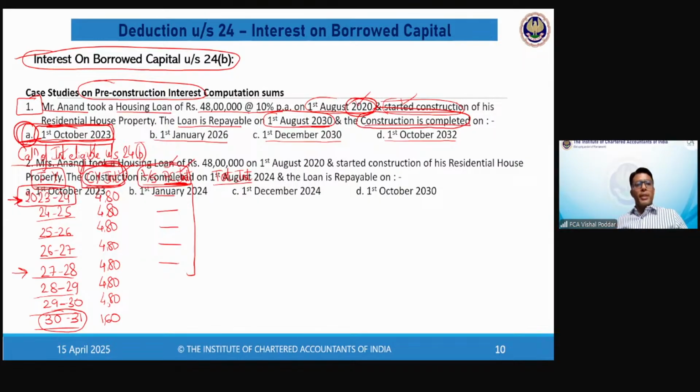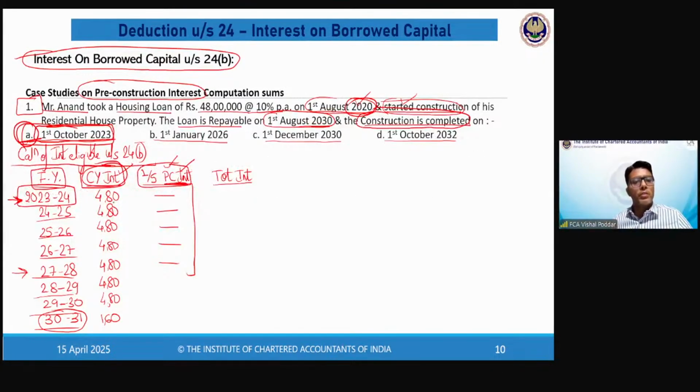So students, firstly, understand this working. So my current year interest, that is the interest applicable to every year, is 480. But in the last year, since the loan will be repaid on 1st August, I'll have only 4 months interest. Now I need to find out the pre-construction interest. So now I'm coming to calculation of.